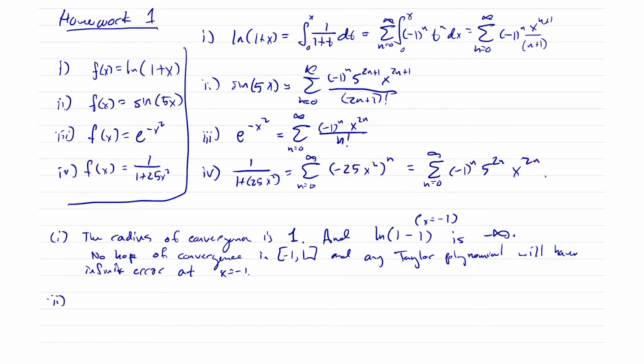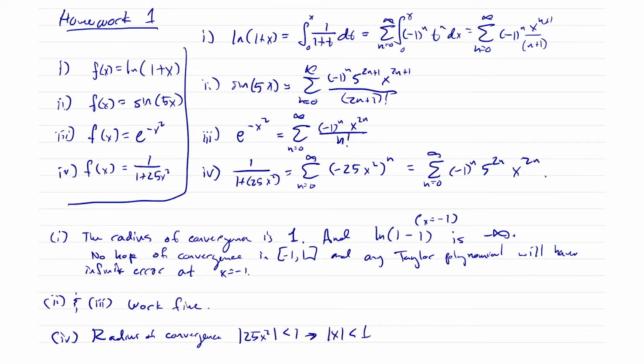So I'll just say 2 and 3 work fine. Now, as far as 4 goes, the radius of convergence basically comes down to showing that 25x^2 is less than 1, which means that the absolute value of x has to be less than 1/5. And so the series doesn't converge on, say, -1 to 1, but the Taylor polynomials might help.